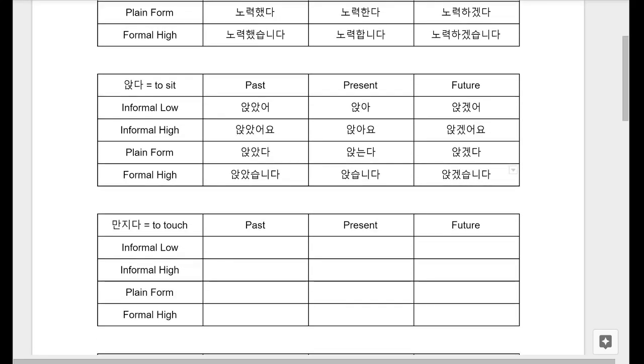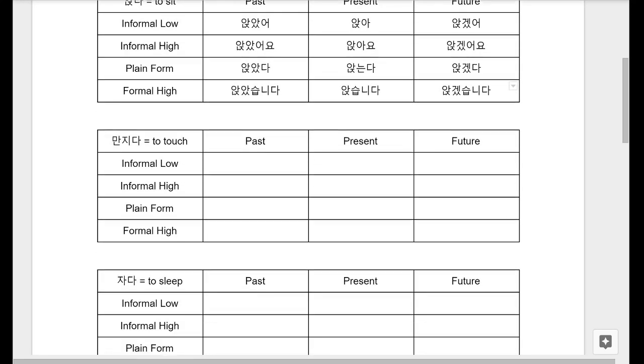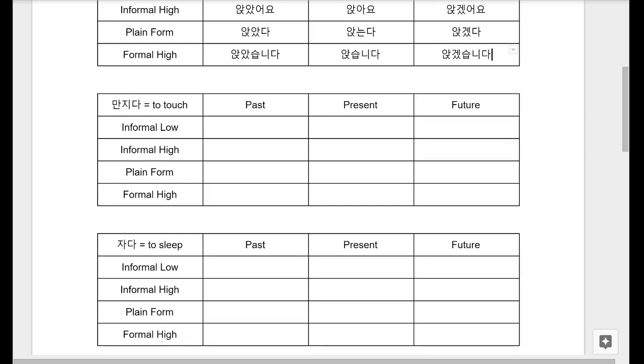Let's go down to the next verb, 만지다, which means to touch. And now you can pause the video and try to fill out all of these blanks. Okay, hopefully you filled in all of these blanks because I'm going to show you what the answers are. I'll start with the present. The informal low, again, I want to decide if I want to add this or this or this. Well, I know it's not this one because 만지다 does not end in hada, so it's not that.